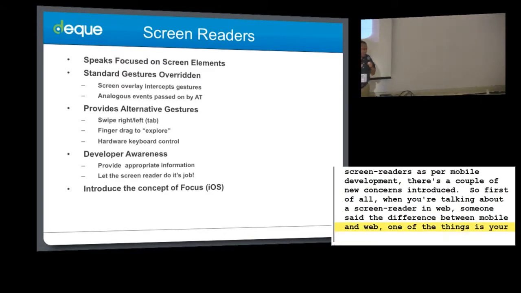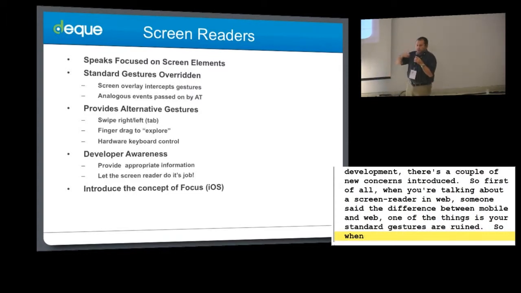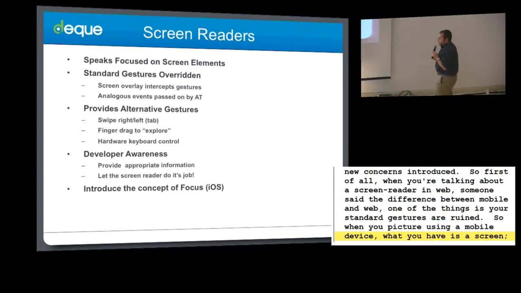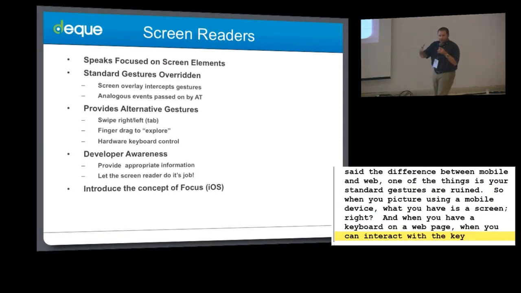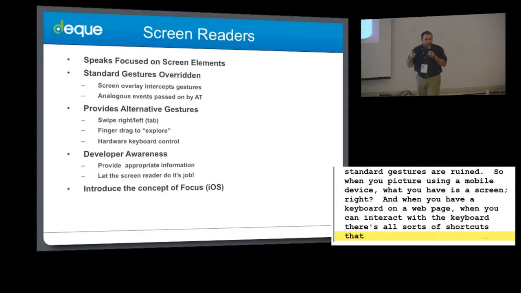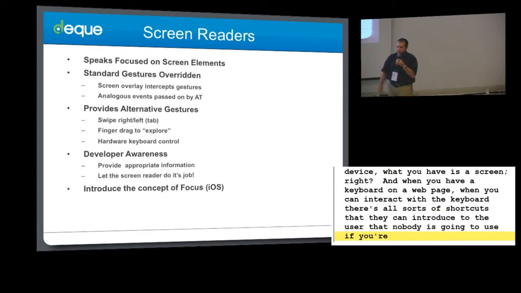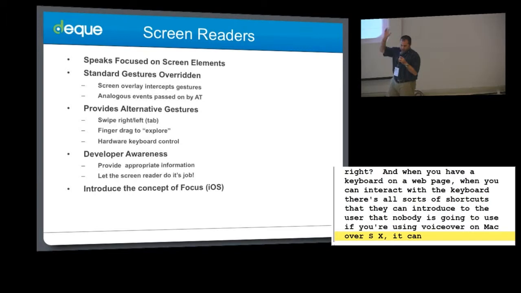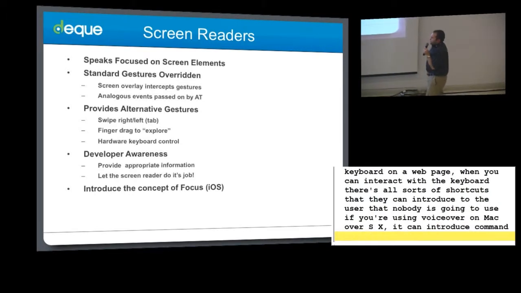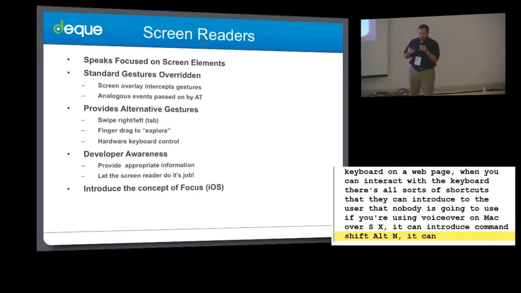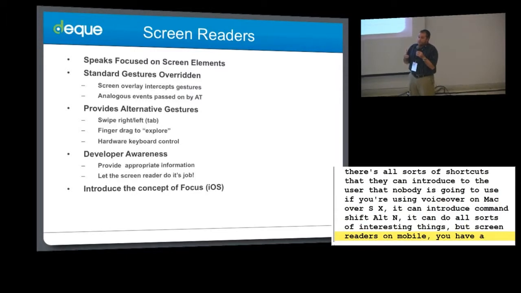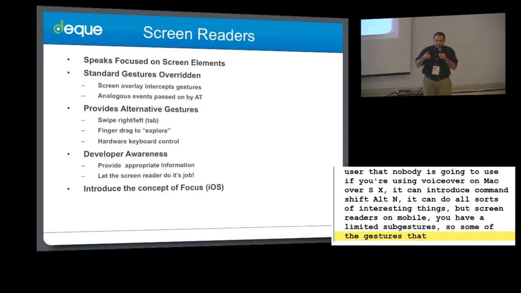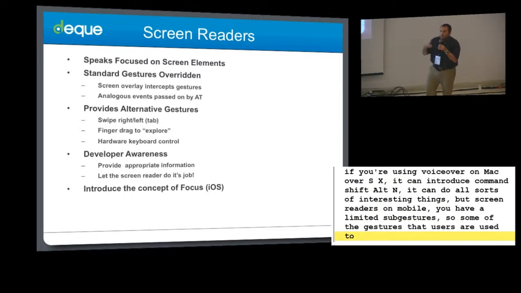When you picture using a mobile device, what you have is a screen, right? And when you have a keyboard on a web page, you can interact with the keyboard, and there are all sorts of shortcuts they can introduce that nobody is going to use. If you're using VoiceOver on Mac OS X, for example, VoiceOver can introduce all sorts of Command Shift Alt FN combinations that do something interesting. But when we're talking about screen readers on mobile, we have a very limited subset of gestures. So some of those gestures that users are used to using in one way, VoiceOver, the screen reader, takes and uses for its own means.